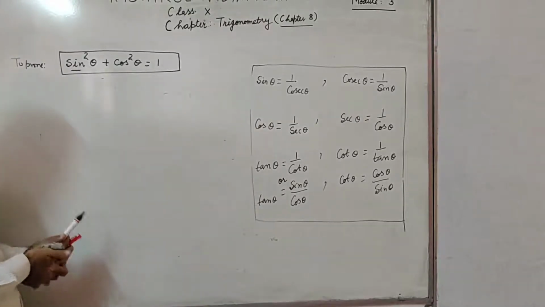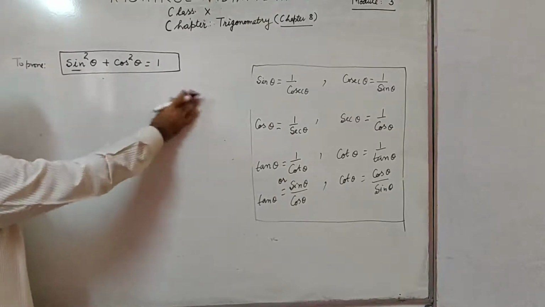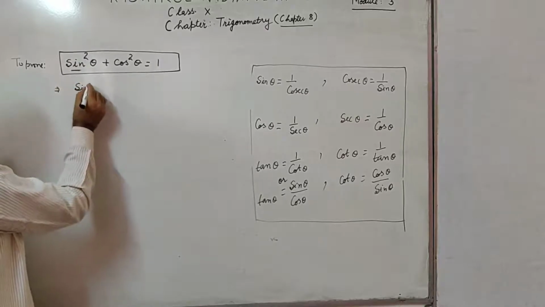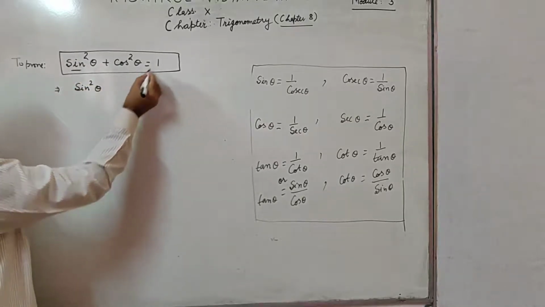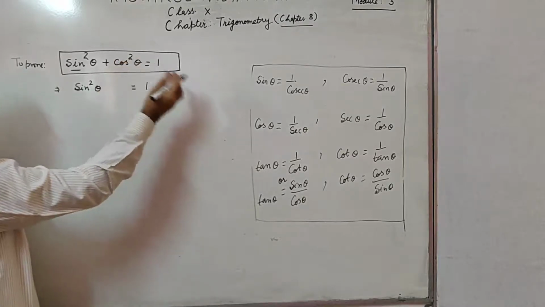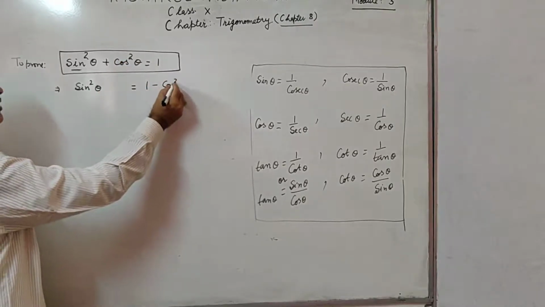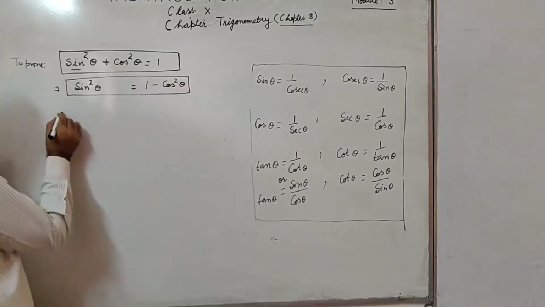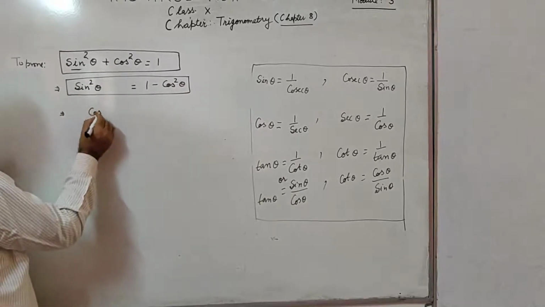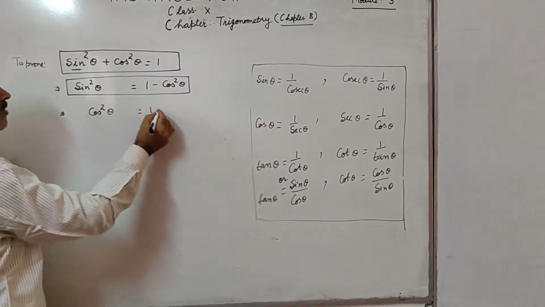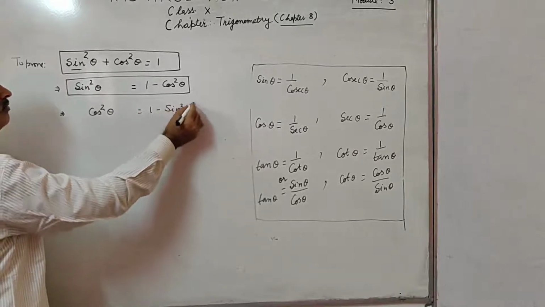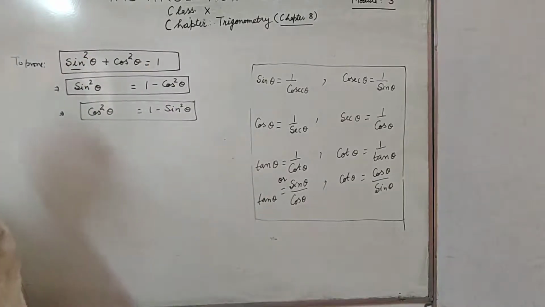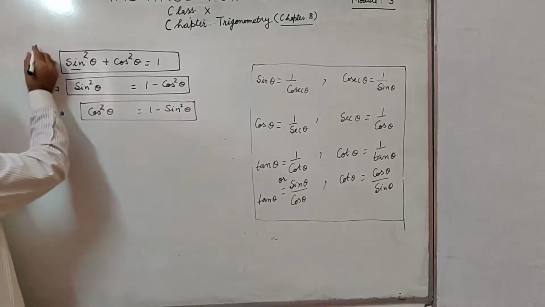As we find the values of x and y in a linear equation or coordinates, so we can find the value of sine square theta. Sine square theta is equal to 1 minus cos square theta. And if you want to find cos square theta, then cos square theta equals 1 minus sine square theta, because sine square theta will be transferred from here to this side. So this is your first identity.